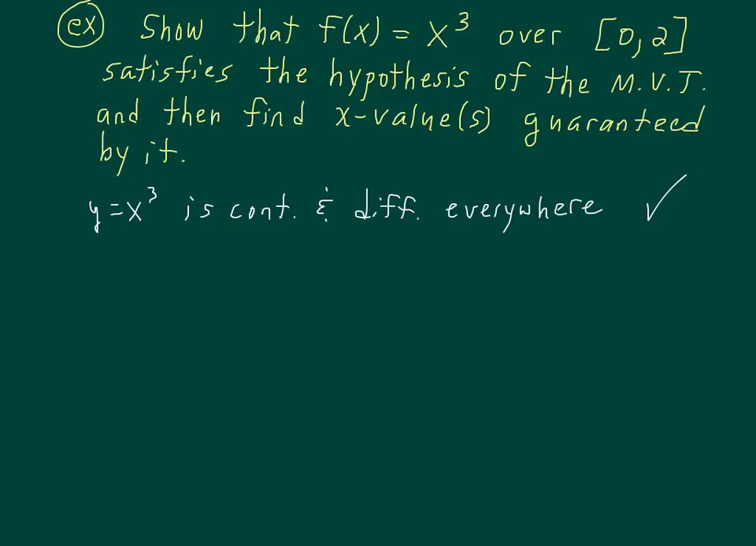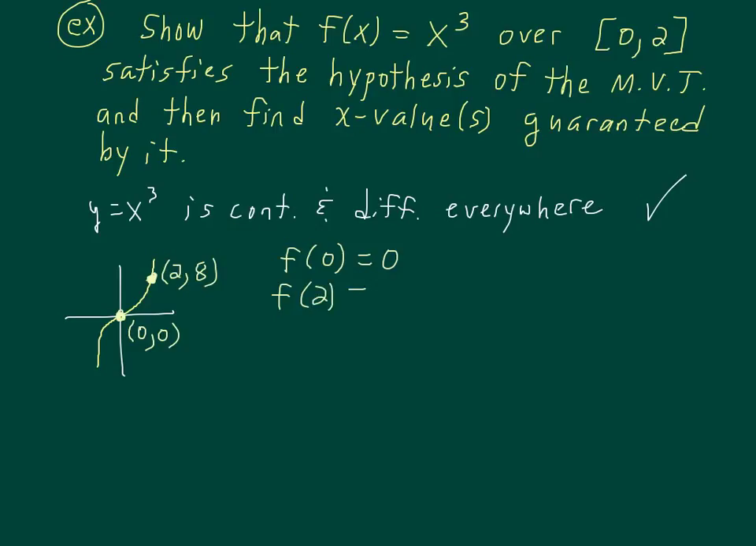So you should know what this function looks like. We're looking at something like this. Now our points of interest are right here at 0, and let's say up here at 2. So at 0, we know that the y value is going to be 0, and at 2, we know that the y value is going to be 8, right? 2 cubed. So we know that f of 0 is 0 and f of 2 is 8.